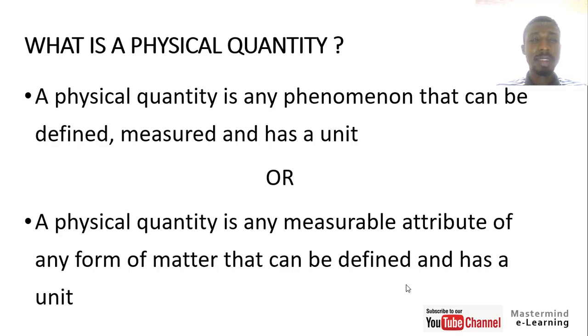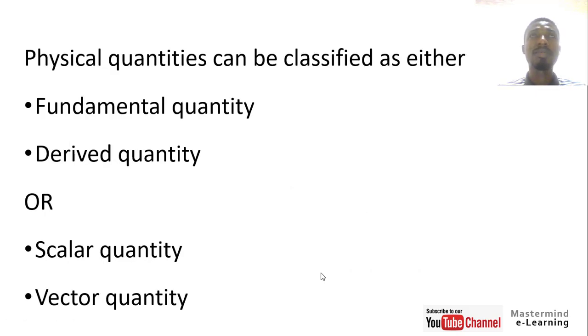Now, what is a physical quantity? A physical quantity is any phenomenon that can be measured, defined, and has a unit. Or it is any measurable attribute of any form of matter that can be defined and has a unit. Now, physical quantities can be grouped in 2 ways. Either they are fundamental quantities or derived quantities, or you can group them as either scalar quantities or vector quantities. Every physical quantity that exists falls under one of these based on the categorization you are using.